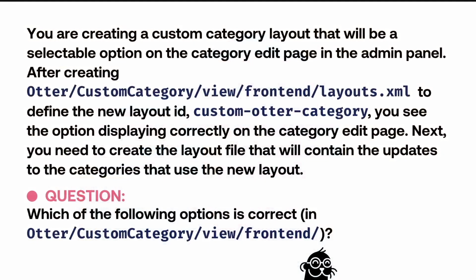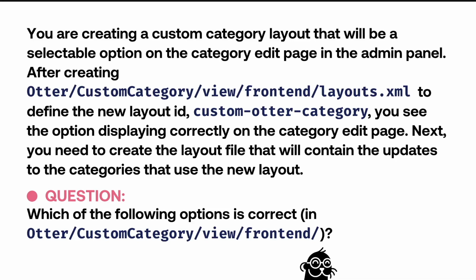Now let's take a look at the question. So you are creating a custom category layout that will be a selectable option on the category edit page in the admin panel. After creating Otter custom category view frontend layouts.xml to define the new layout ID, which is custom-otter-category, you see the option displaying correctly on the category edit page.